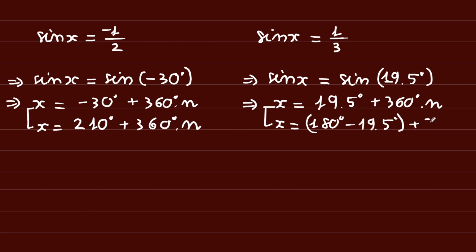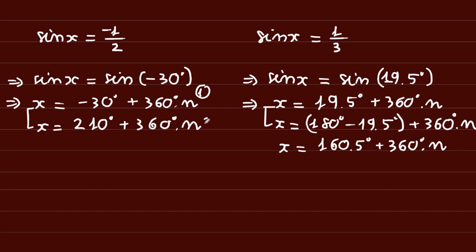Supplementary relationship and 360 multiplied by n. Okay, we can simplify the second one. 180 minus that number, you got 160.5, which will be the last general solution for x here. So one solution, two solutions, three solutions, and the last one is 4. You got 4 general solutions for this question.